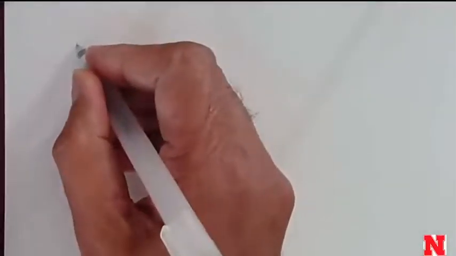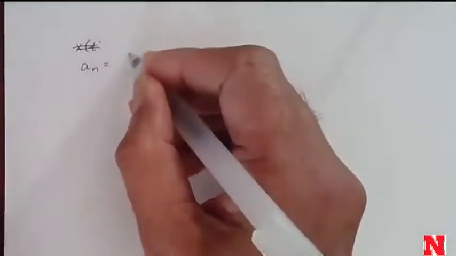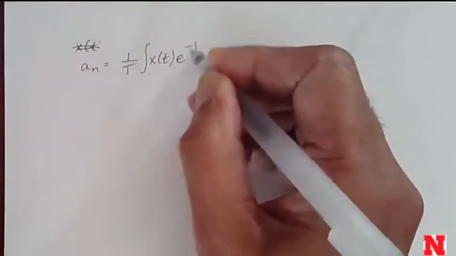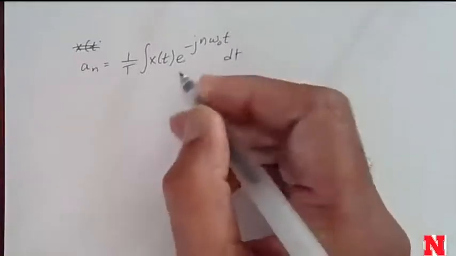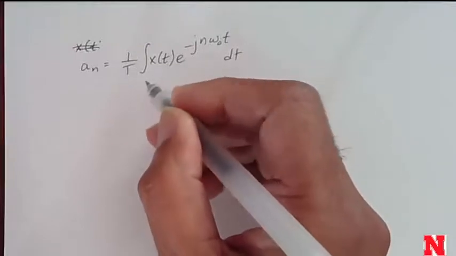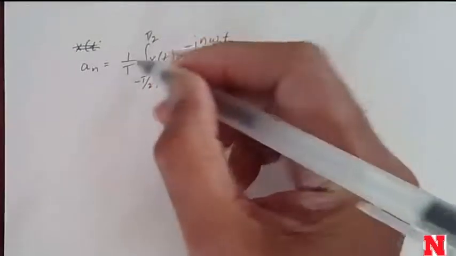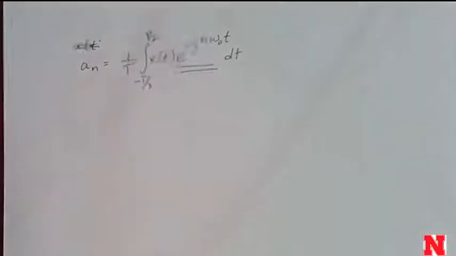One other thing, let's look at this in a slightly different way. Let's look at a sub n. A sub n is equal to 1 over T integral x of t e to the minus j n omega naught t dt. And this time I'm not going to use an arbitrary period. I'll use the period from minus T over 2 to T over 2. It's easier to show it this way. So now I'll use Euler, and I'll write that as a cosine and sine.